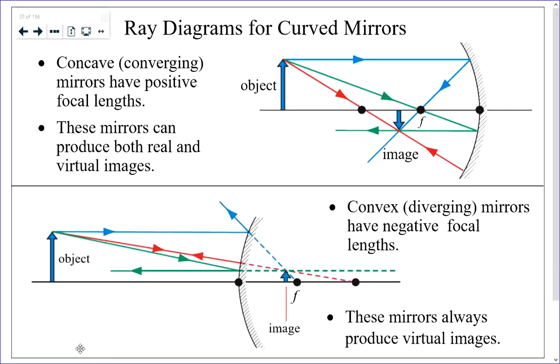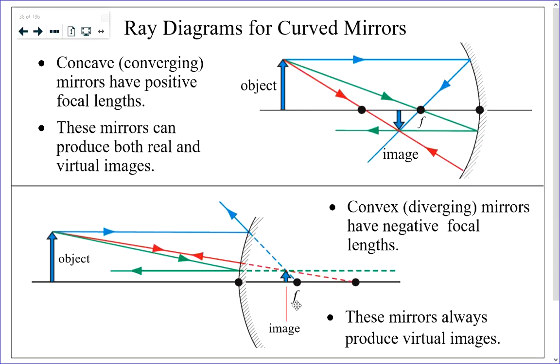When you're talking about a convex mirror, a parallel beam of light, which is blue, will reflect away from the focus. A beam of light that is heading towards the focus, which is the green beam of light, will reflect parallel. And the red beam of light is heading towards the center. It will reflect back to the center. And the image is produced and defined by where those beams of light meet. And that image is a virtual image for a number of reasons.